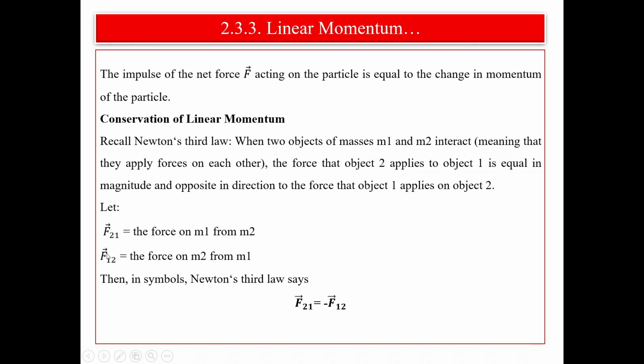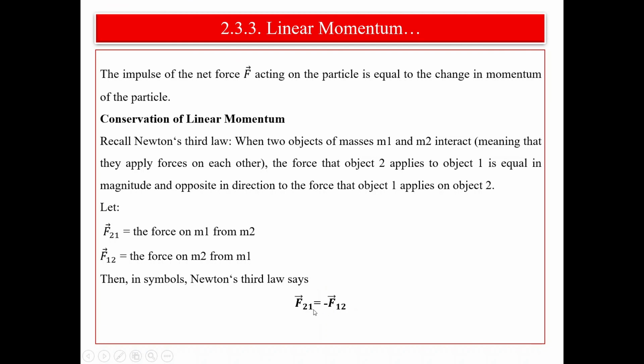So we can represent F12 as the force on mass 1 from mass 2, and F21 as the force on mass 2 from mass 1. So we agree on this. Then Newton's third law says that F21 is equal to F12. The magnitudes are equal, but in the case of vectors, there is a minus sign, opposite in direction. That's why it's a minus sign. But if you go to magnitude, we will not use the minus sign.